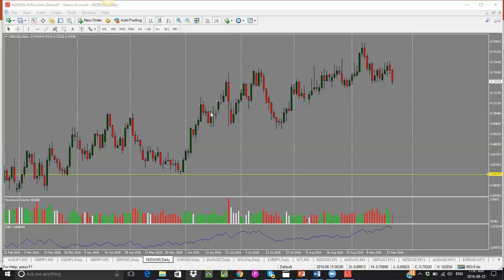This is one of those times we are wrong. But then we get a nice candle to the upside here. After this candle, we don't have a trade because we don't have clear direction of where the market is going.